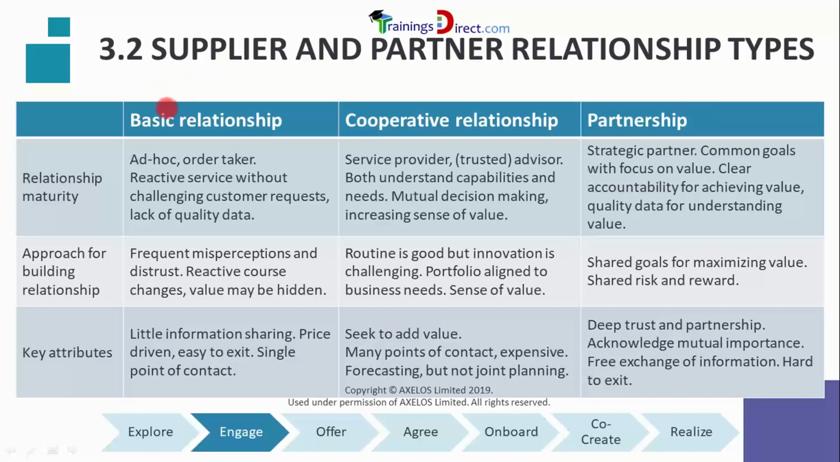Basic relationship. In this, it is about ad hoc order taking, reactive service without challenging customer request, lack of quality data. On the other hand, cooperative relationship is about the provider being a real service provider, not an ad hoc order taker. Is a trusted advisor. Both understand capabilities and needs, meaning the consumer and provider both understand the needs and capabilities. Decision making is mutual between them. It increases the sense of value.